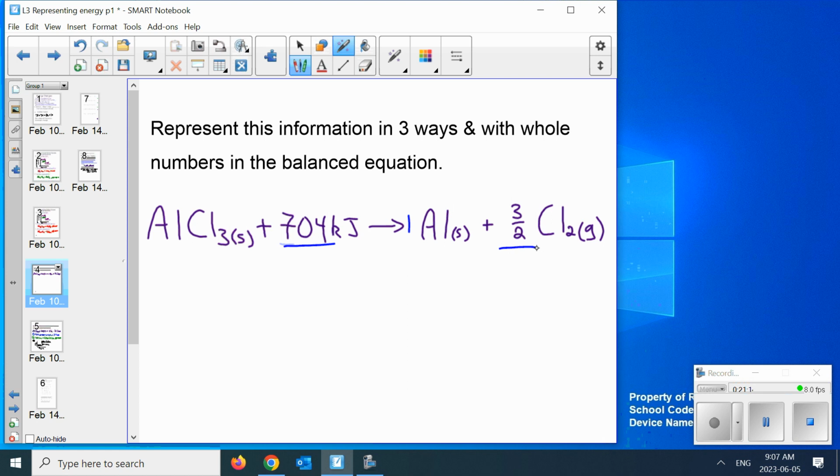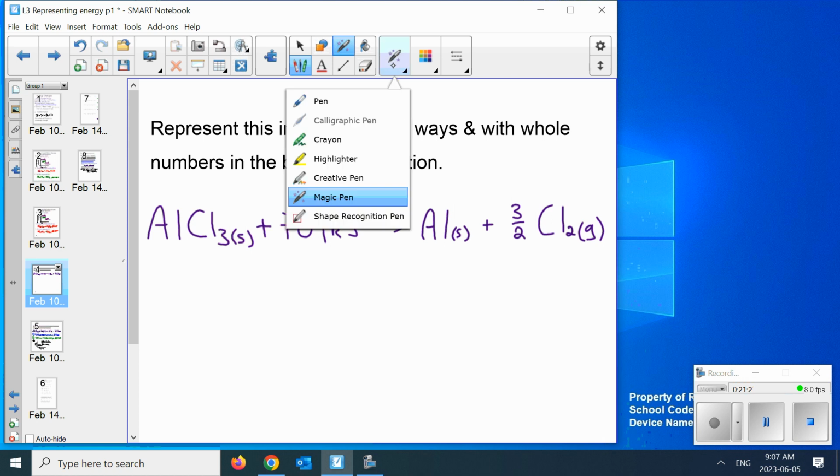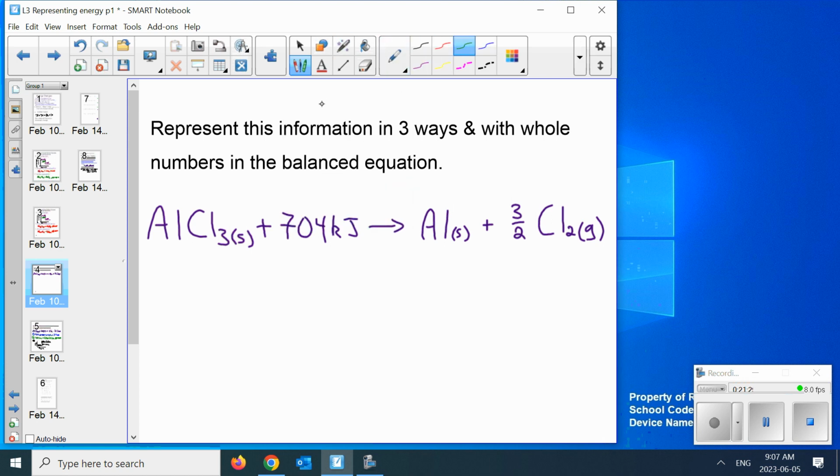To get rid of a fraction, what do we multiply everything by? If there's a fraction on 2, we multiply by 2. Left and right side, including energy. So that's going to be the first way we represent this. We'll just do this together. So here's one way. Multiply everything by 2, and we'll get this.